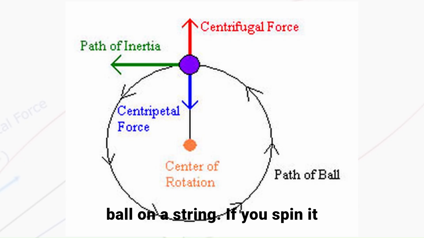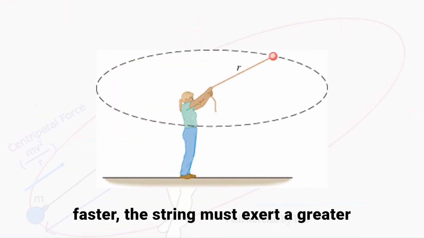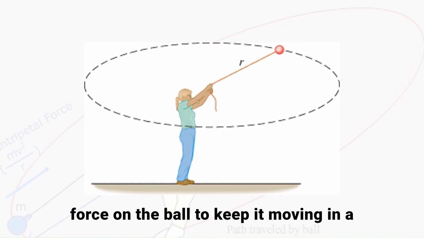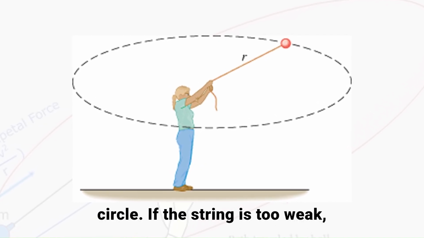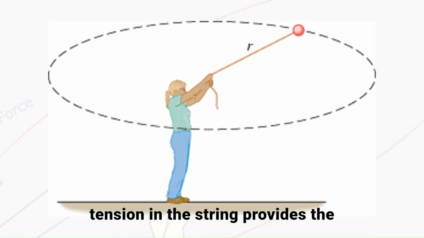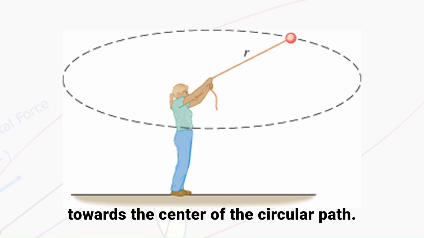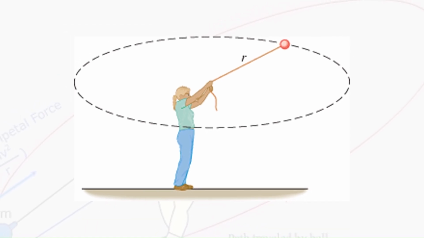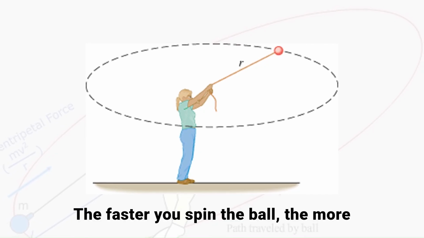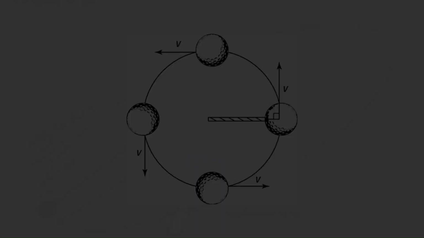Let's break this down further with an example. Imagine you are spinning a ball on a string. If you spin it faster, the string must exert a greater force on the ball to keep it moving in a circle. If the string is too weak, it will snap. In this case, the tension in the string provides the centripetal force that pulls the ball towards the center of the circular path. The faster you spin the ball, the more tension is required, which directly increases the centripetal force.